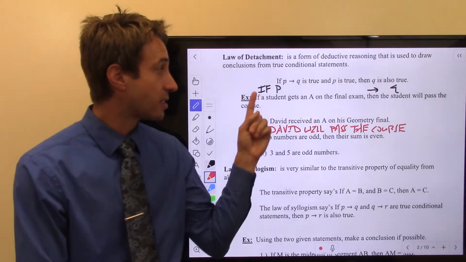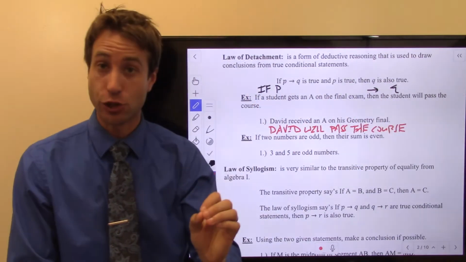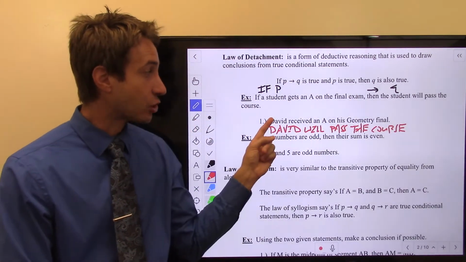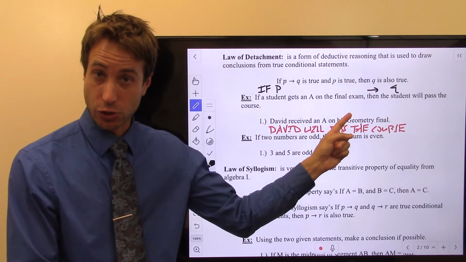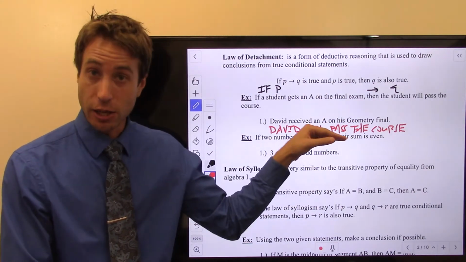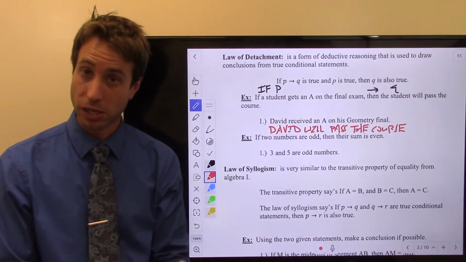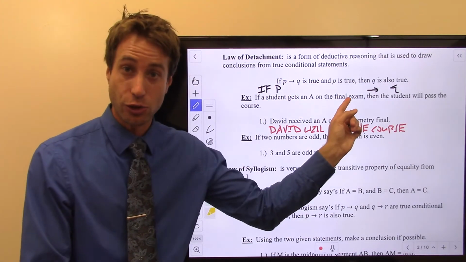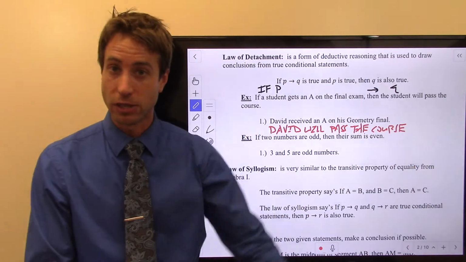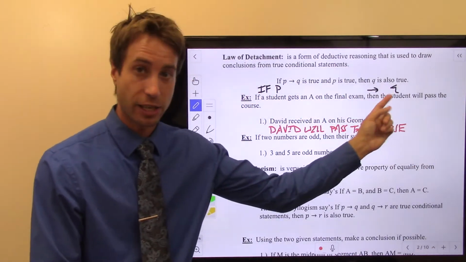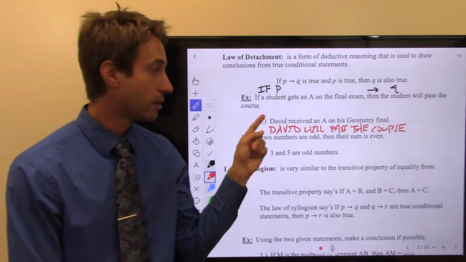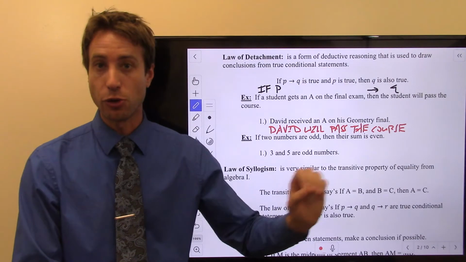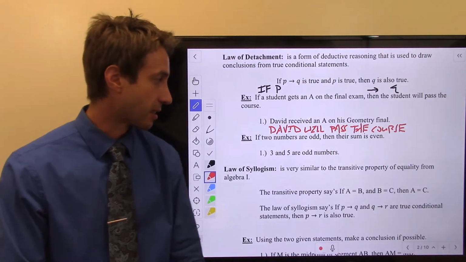As long as if P then Q is true, as long as this statement is true, and as long as P is true, then Q, by deductive reasoning, must also be true, right? That's what this says. If P then Q is true and P is true, then Q must also be true. So I've given you an if P, then Q, and if P is true, David gets an A on his geometry final, then Q must also be true. Then David will pass the class, all right?